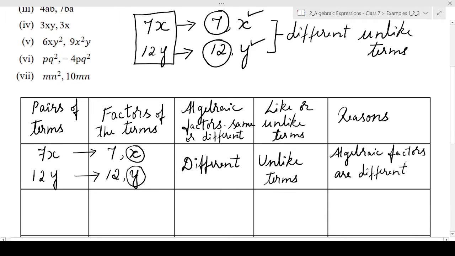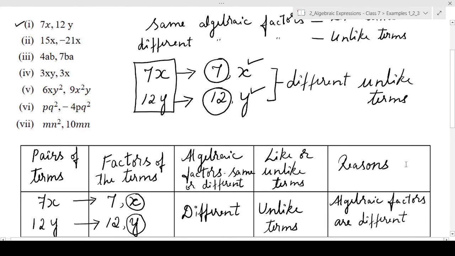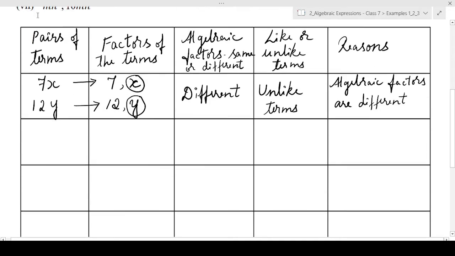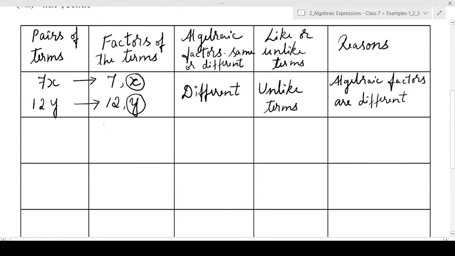Let us go and solve the second one. The second pair of terms given are 15x and minus 21x. So what are the factors of 15x? It is 15 and x.